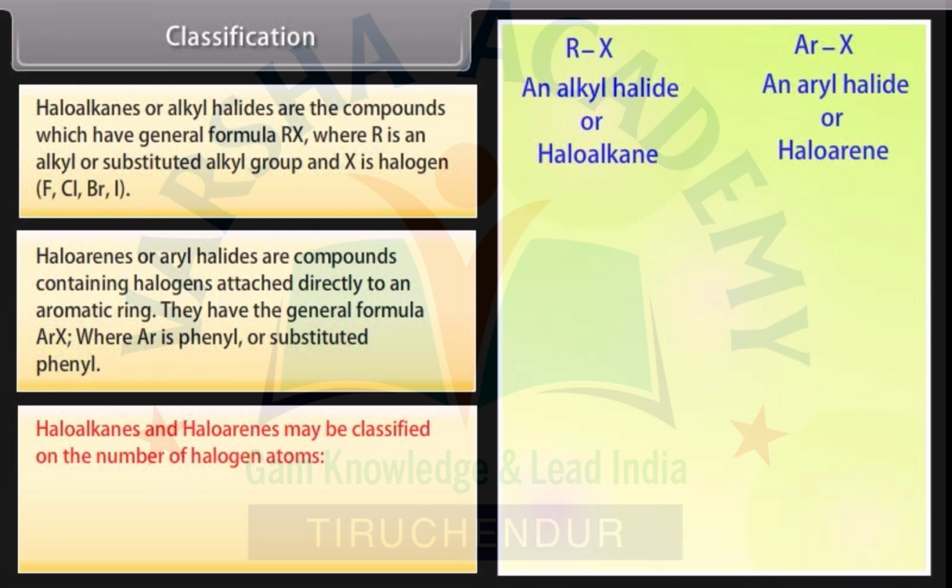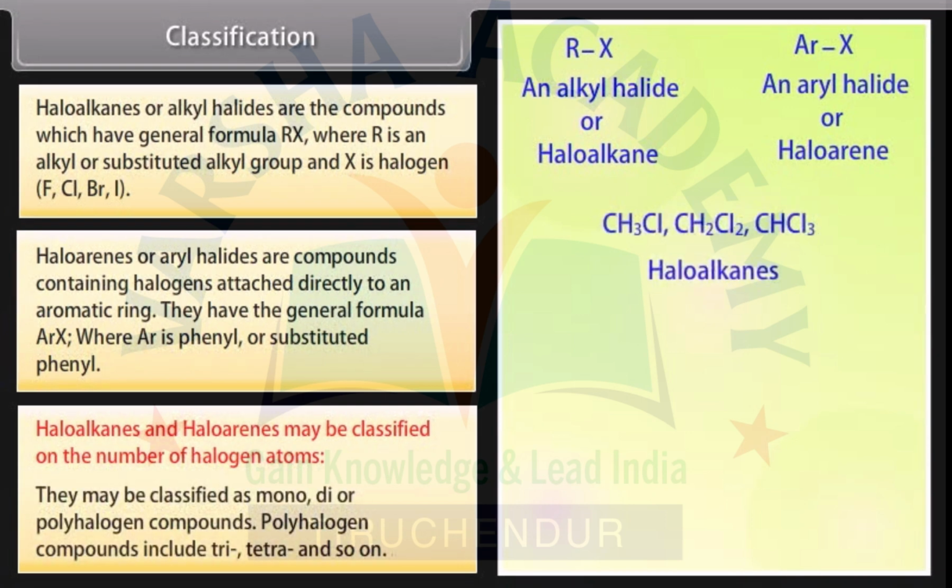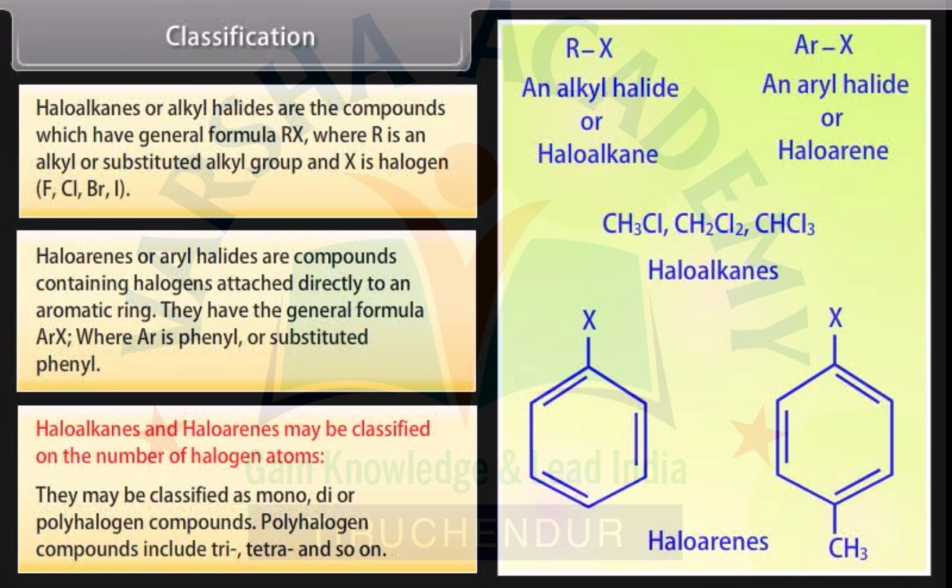Haloalkanes and haloarenes may be classified on the number of halogen atoms. They may be classified as mono, di, or polyhalogen compounds. Polyhalogen compounds include tri, tetra, and so on.